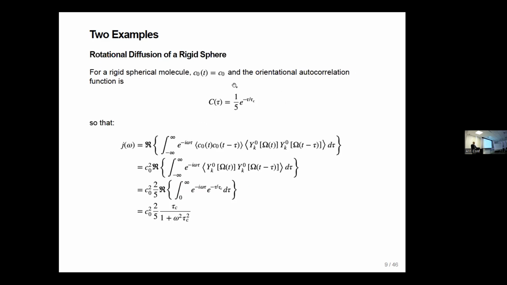For the rigid sphere, the autocorrelation function decays as a single exponential. Then we can plug this in. We have to then do the integral over this autocorrelation function. And here then, capital J of omega for an isotropic sphere is 2/5 tau c over 1 plus omega squared tau c squared. And that's the equation you see most often in solution as just an example autocorrelation function.